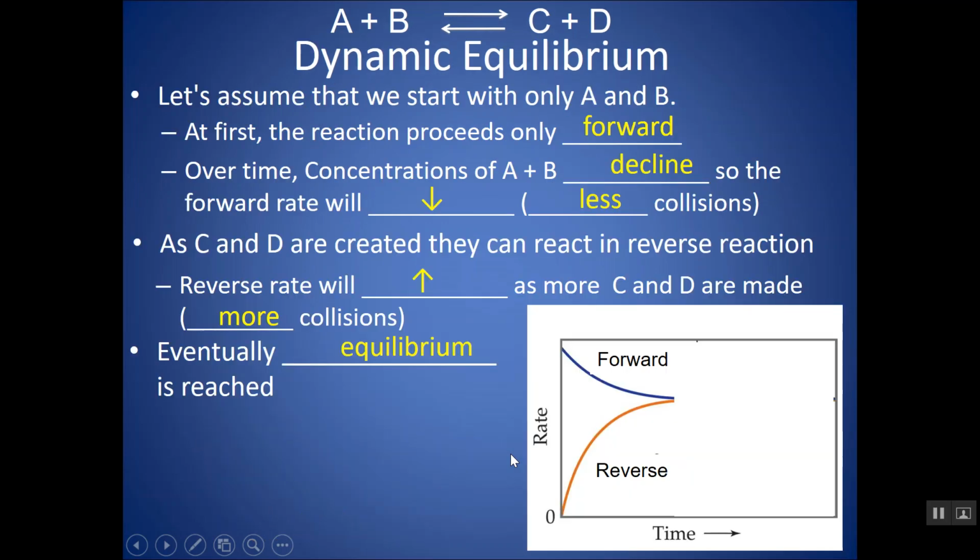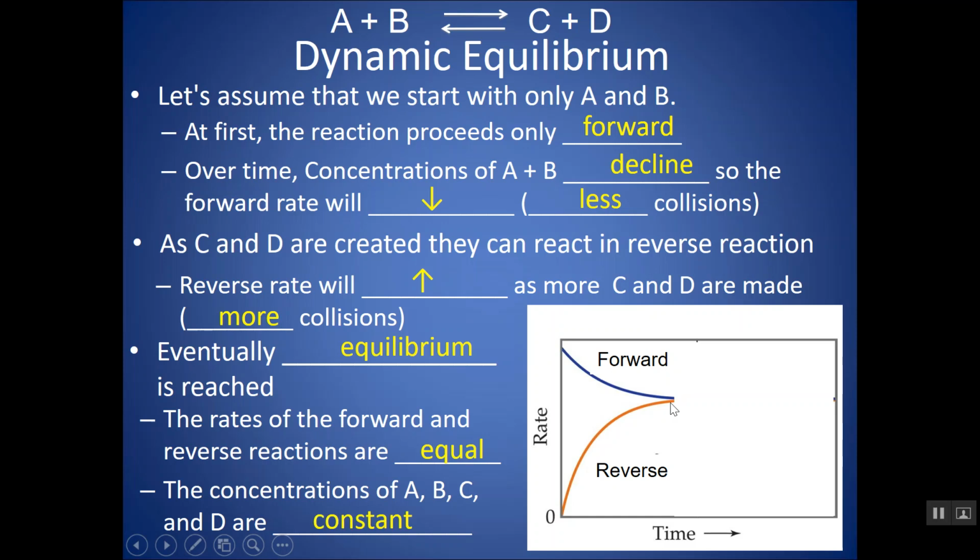Eventually, the system will reach equilibrium where I have equal rates. On this graph, they should converge to the same value. The forward and the reverse rate should converge to the same value. Okay, and that's how I know I've reached equilibrium. The rates of the forward and reverse reactions are equal.